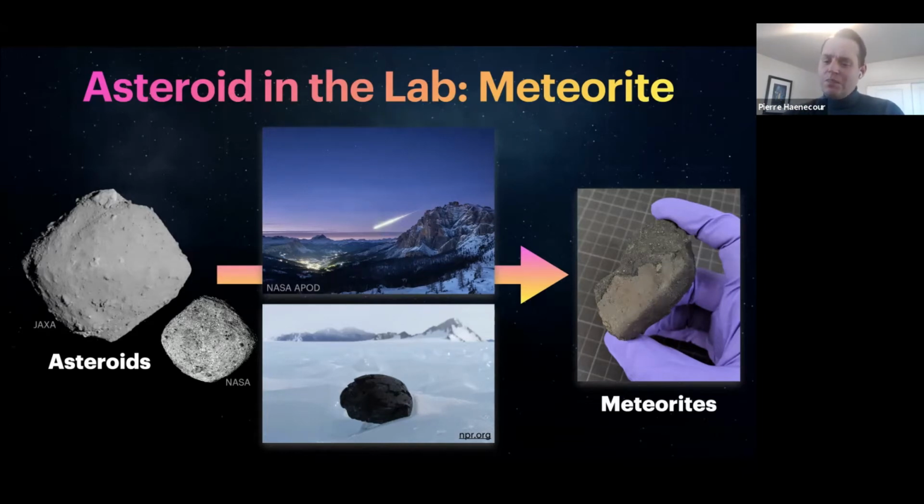NASA in particular goes every year to collect meteorites in Antarctica. The reason we go to Antarctica is not because there are more meteorites, but because there is so much ice and so few rocks on the surface that it's easy to find a black rock. So the probability of finding a meteorite is much higher. Then we can bring that meteorite to the lab and do analysis.